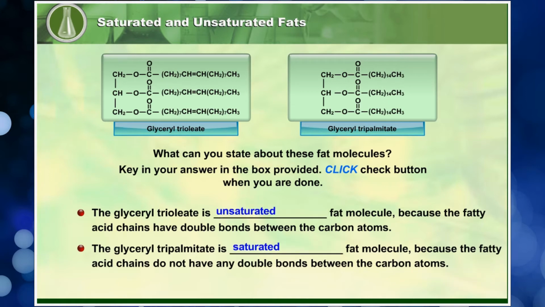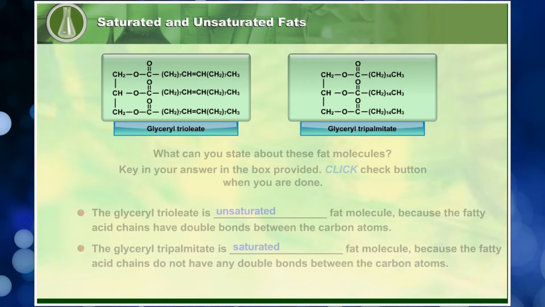The glyceryl trioleate is unsaturated because the fatty acid chains have double bonds between the carbon atoms. The glyceryl tripalmitate is saturated because the fatty acid chains do not have any double bonds between the carbon atoms.